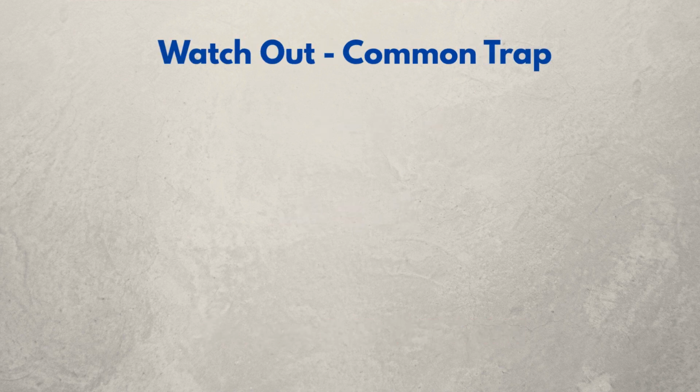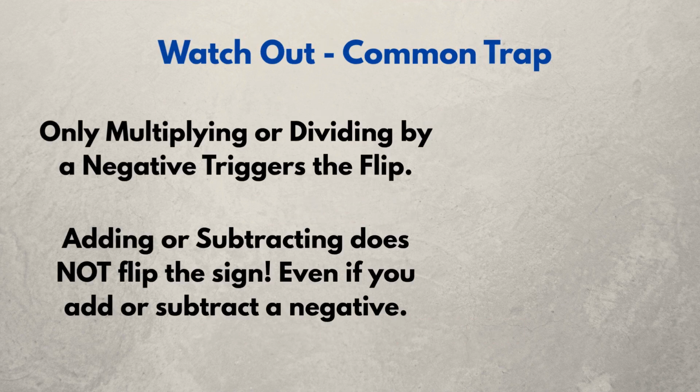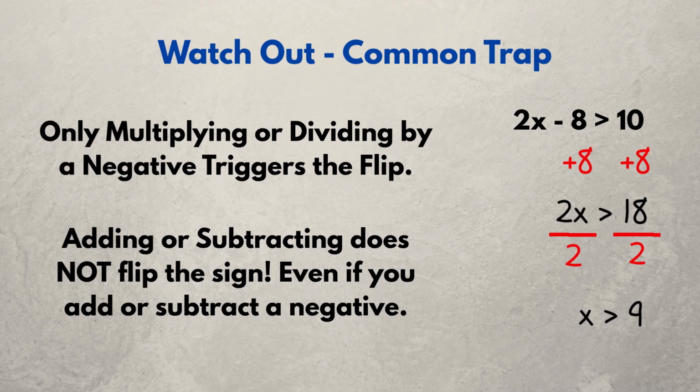Watch out for this common trap. You only flip the sign if you multiply or divide both sides by a negative. If the inequality just has a negative number in it, like 2x - 8 > 10, you don't flip. Adding 8 to both sides doesn't flip the sign. Only dividing or multiplying by a negative triggers the flip.